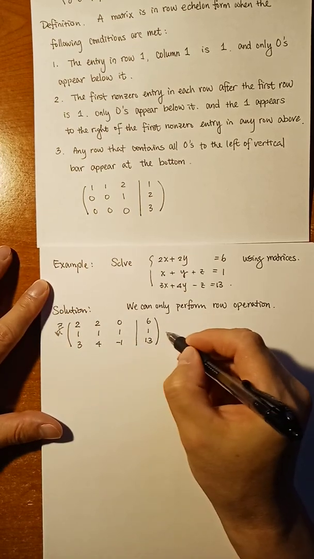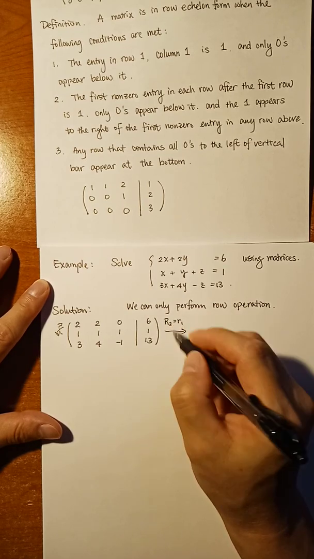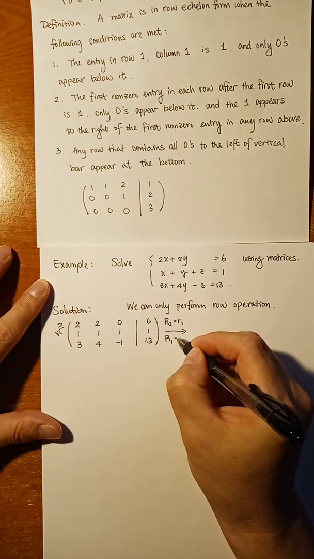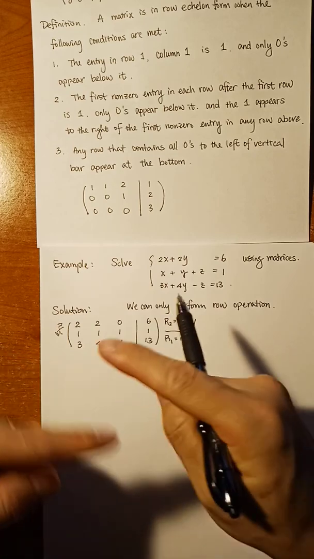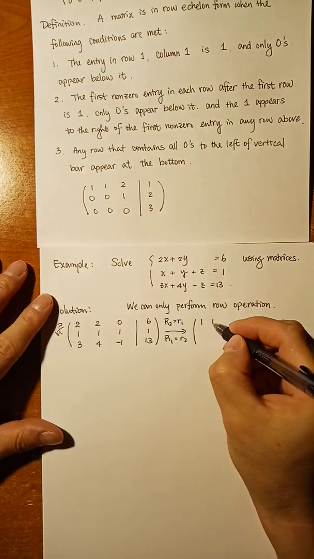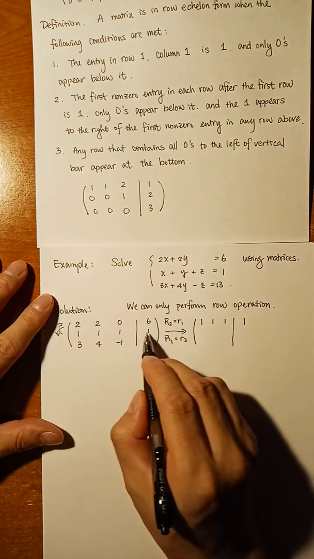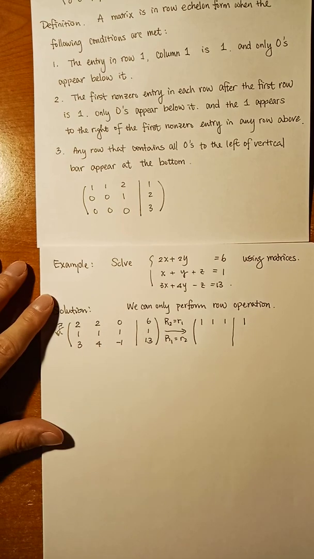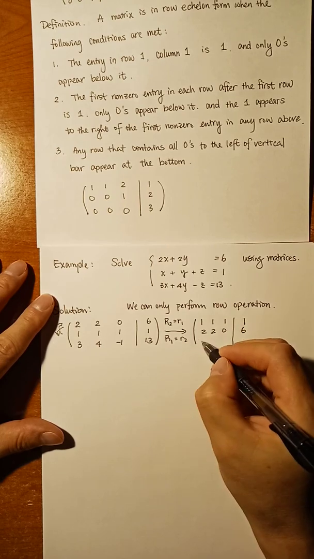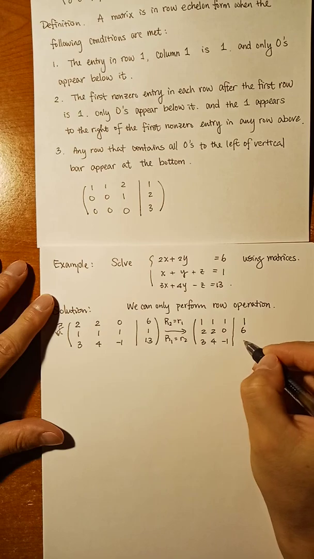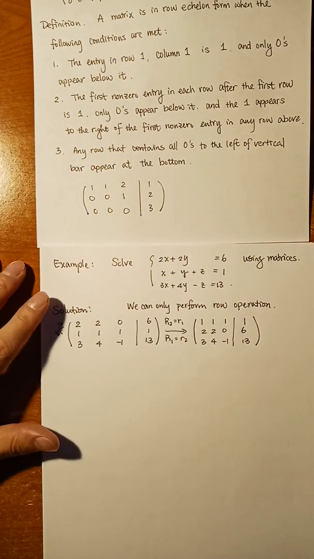So with this operation, the new row 2 is the original row 1, and the new row 1 is the original row 2. This is our row operation, exchanging two rows. Remember, when you change a row, you have to change the complete row, including the number on the right side of the vertical bar. So this is 2, 2, 0, 6 and 3, 4, negative 1, 13. It's the first step, exchange.